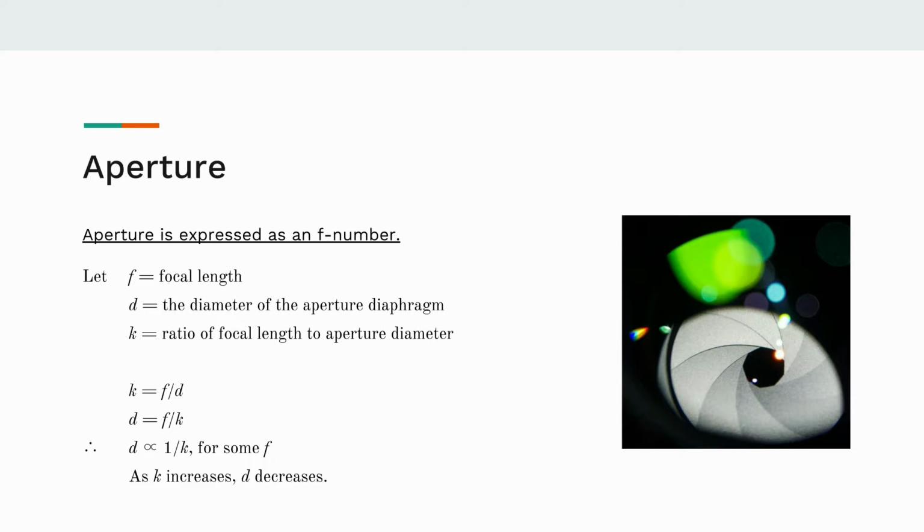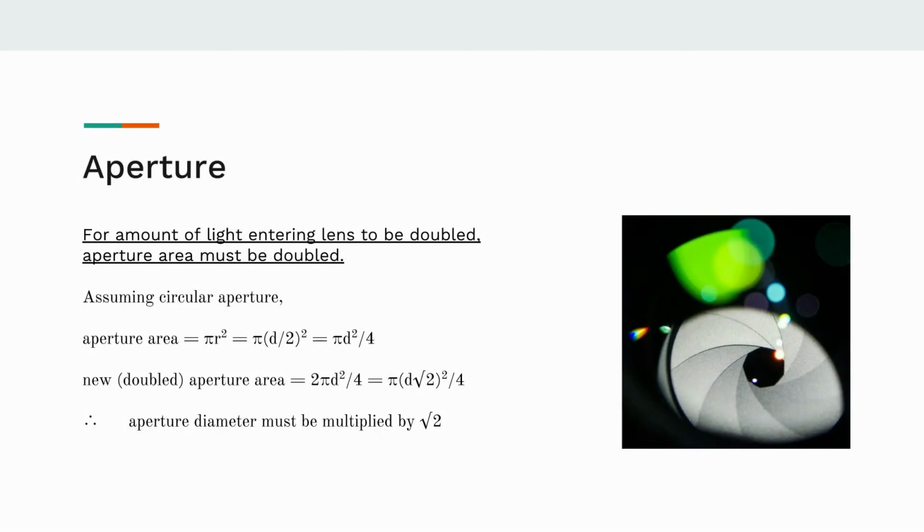Yes, aperture diameter, focal length, and the ratio are all variables and they all change. So in order to establish a relationship between D and K, such that if D increases, K decreases, your F must be constant. So for some focal length F, as K increases, D decreases. And if we assume that the aperture is perfectly circular, the aperture area would simply be pi r squared, which will be pi times d over 2 squared, which is pi d squared over 4.